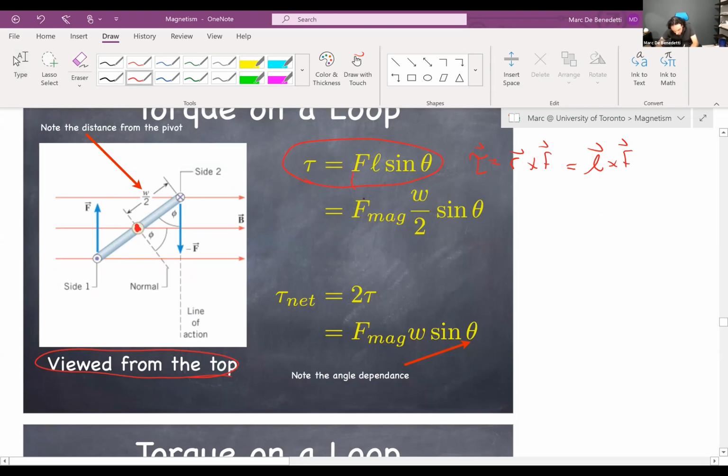What is F? F is the magnetic force on this side number 2 here. What is L? What is the lever arm? Well, the lever arm is half of the width of the loop. If it's a circular loop, I guess that would be half the radius. If it's a square loop, it would be half the width. And then sine theta. I used theta in my equations, and the diagram here is using phi, same difference. And that's only the torque due to one side of the loop.